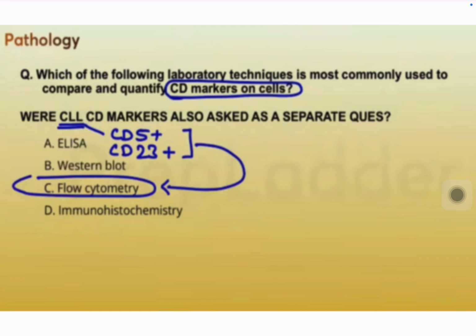Which of the following lab techniques is most commonly used to compare and quantify CD markers on cell? That is your flow cytometry.